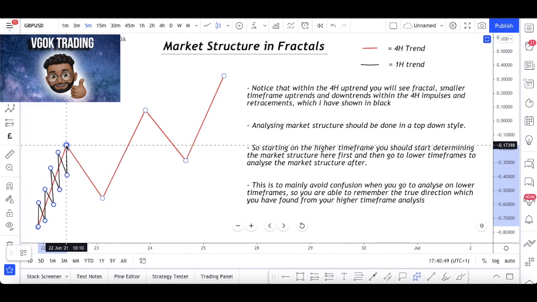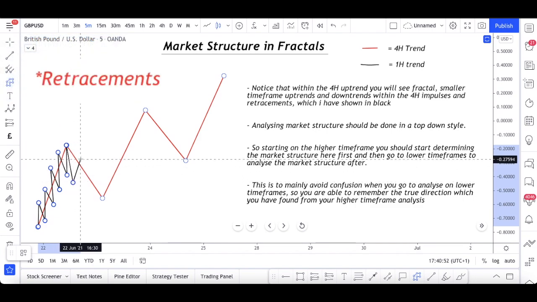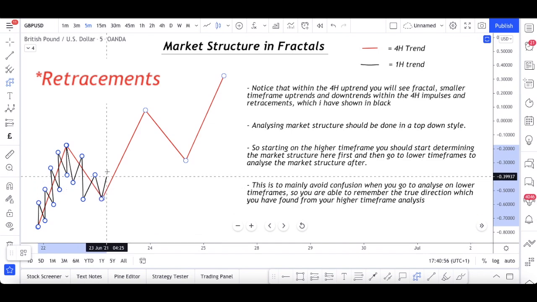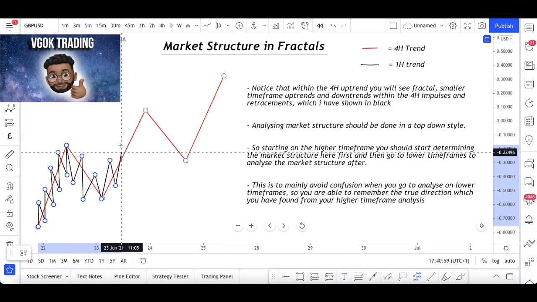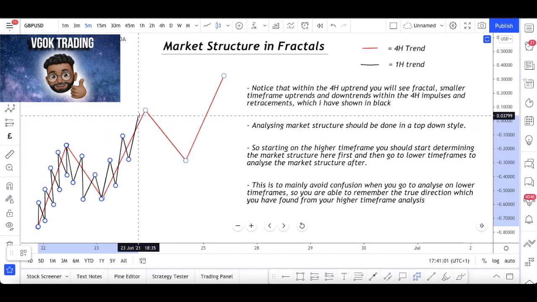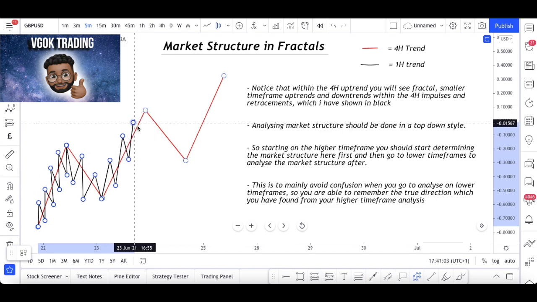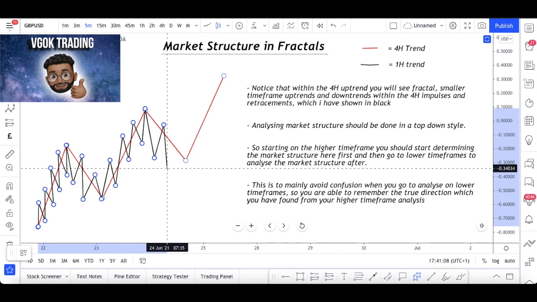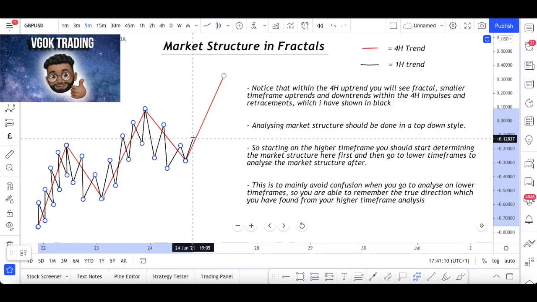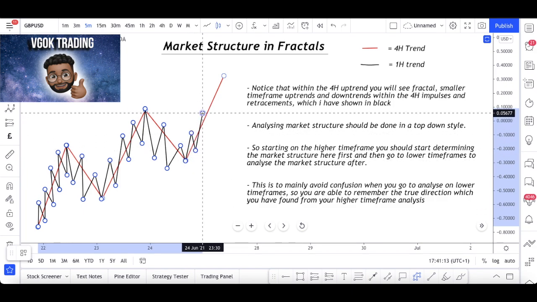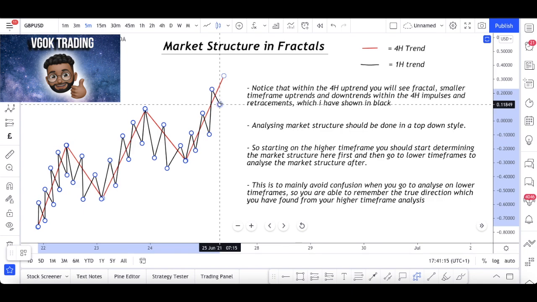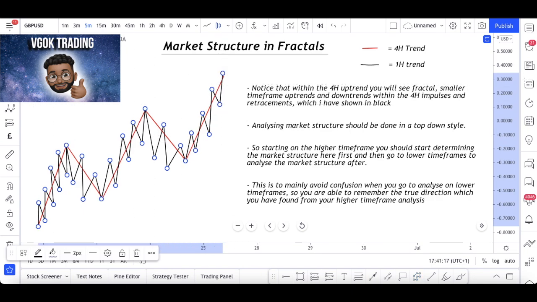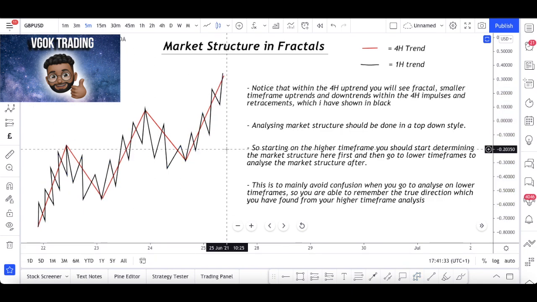Obviously it's not going to be exactly like this. And then in the impulses, you'll be seeing some sort of movements like these. And then back to the impulses where it's trending upwards again. And then in the retracements, once more. Like so. Now, when you're analyzing market structure, you should be doing it in a top-down style.